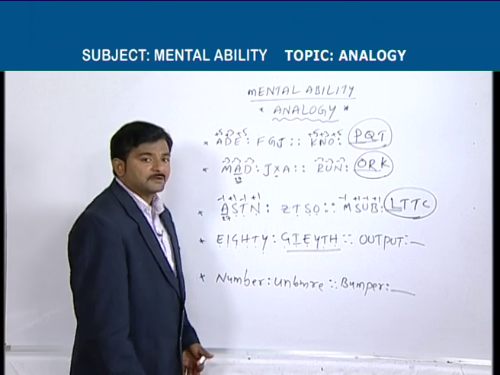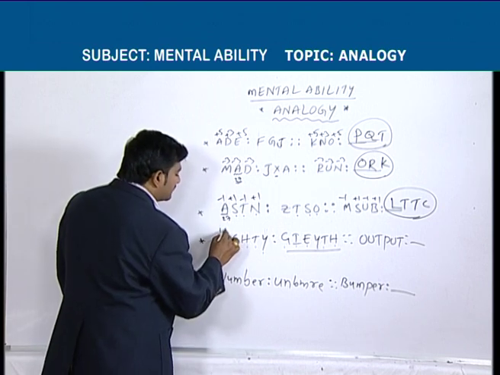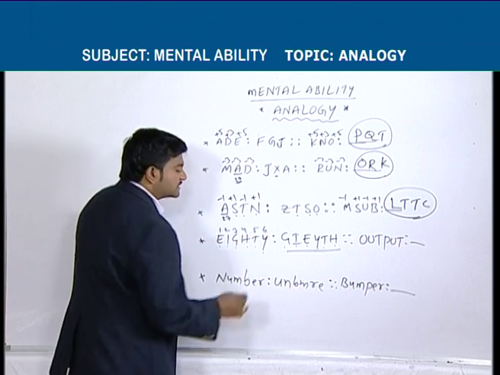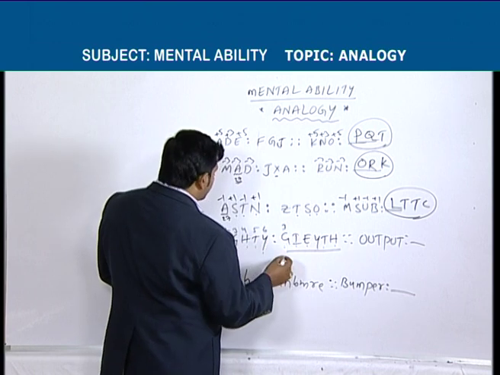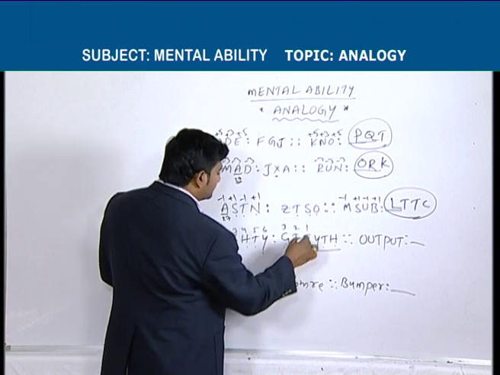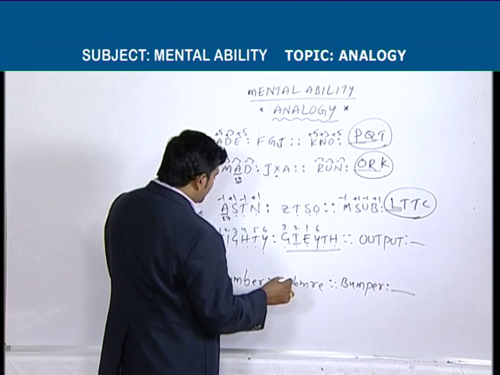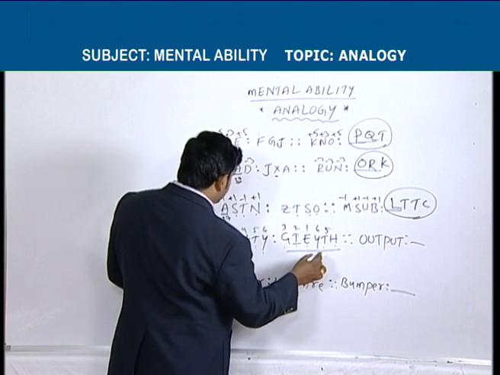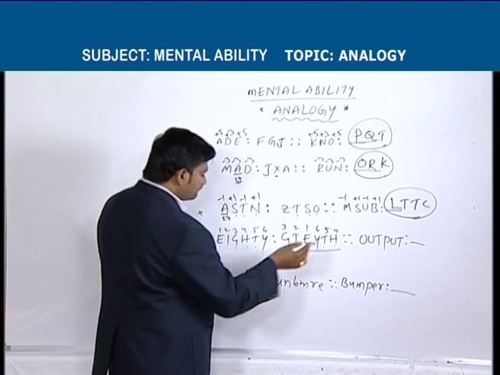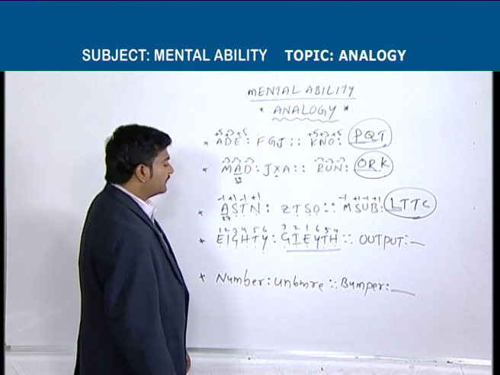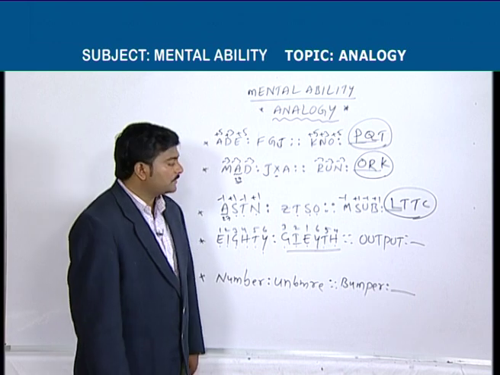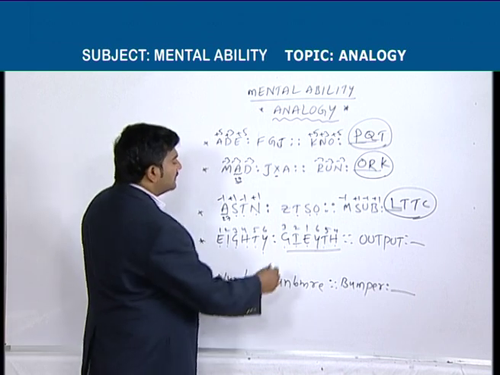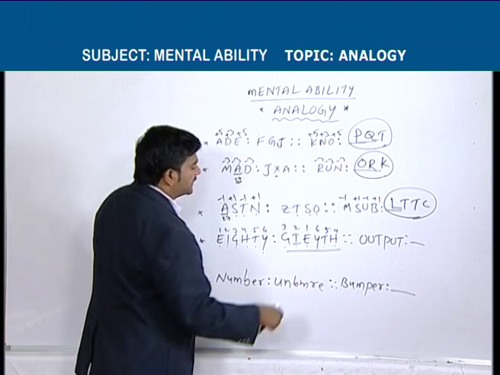What does it mean? Simply give the numbers 1, 2, 3, 4, 5, 6. If I give 1, 2, 3, 4, 5, 6, G means how much? 3. I means 2. E means 1. Y means 6. T means 5. H means how much? 4. Simply 1, 2, 3, 4, 5, 6 is written as 3, 2, 1, 6, 5, 4. So the first half part is in reverse order, and the second half part is in reverse order.